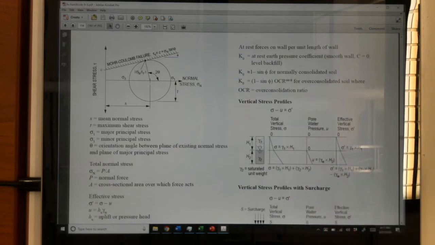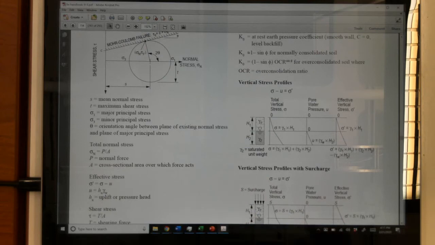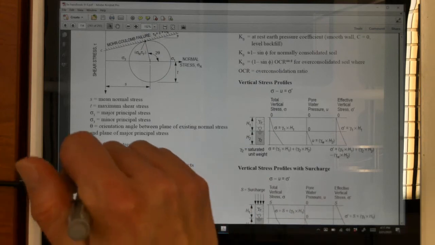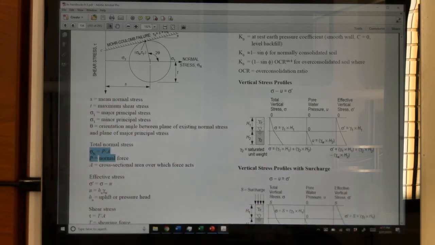On the next page, they start to talk about more Coulomb failure, different conditions in terms of stress, the definition of effective stress, normal stress, things that we should have remembered from earlier.